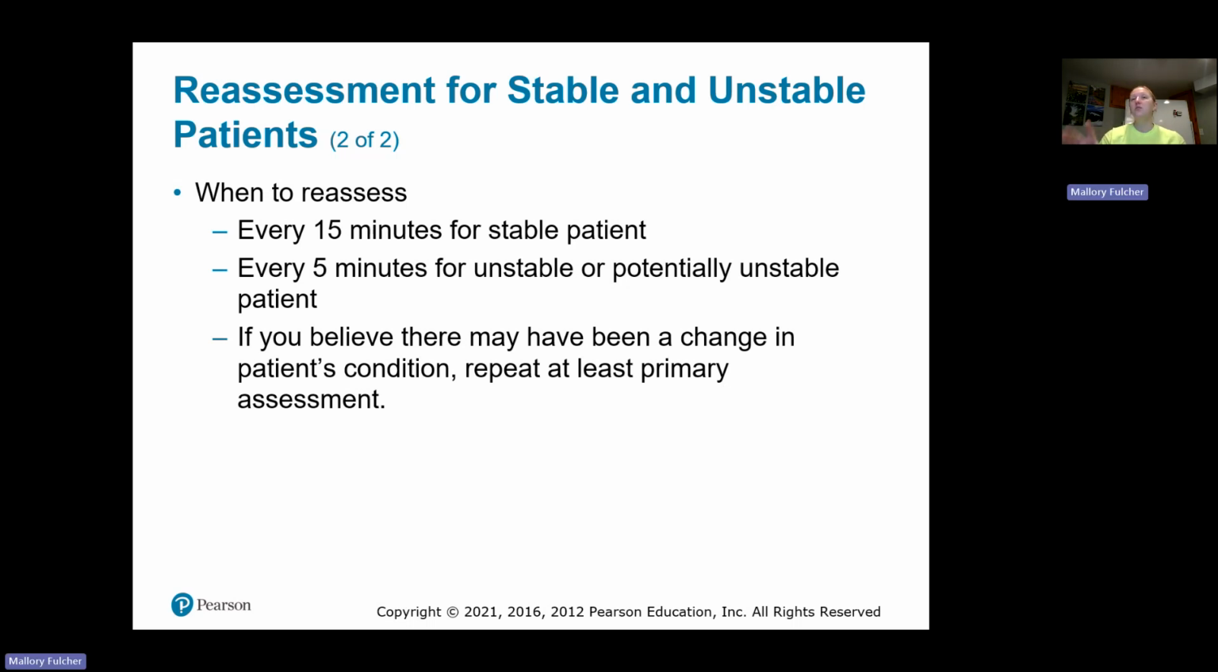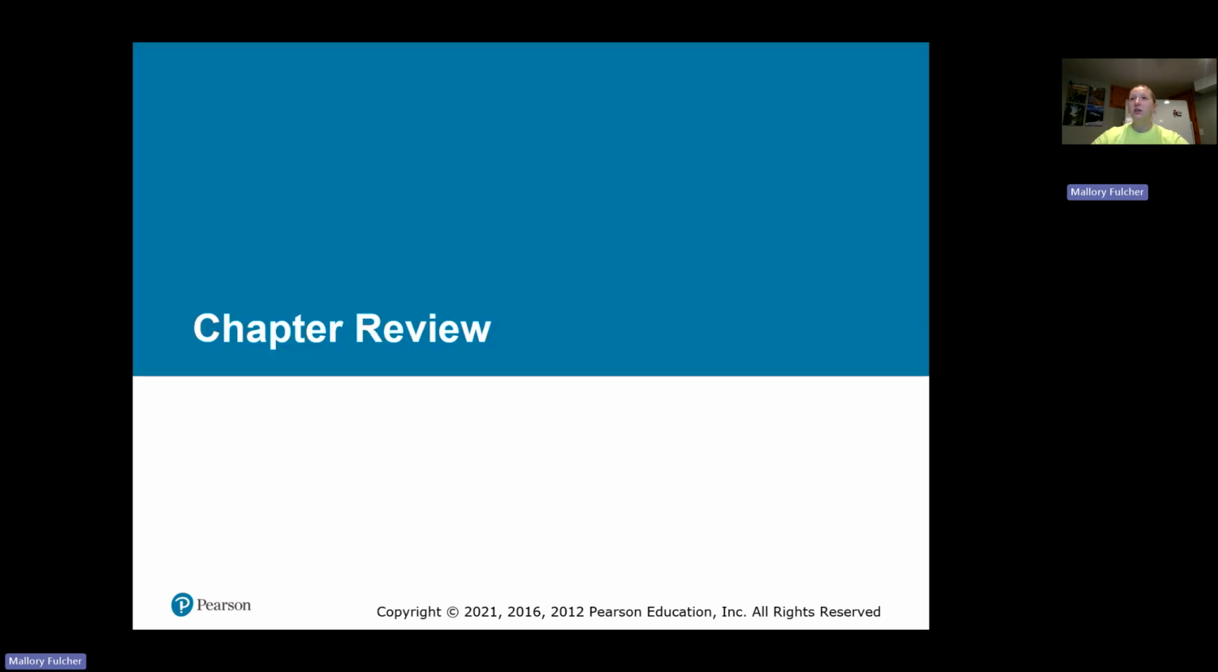But even though you have this black and white answer of every 15 minutes stable, every 5 minutes for unstable, we still want to remember that if we see any changes, like with mental status, or we're talking to this patient and all of a sudden they're unresponsive, or all of a sudden they say, oh my God, my heart is just racing, that's going to trigger us to reassess the patient sooner, right? We're going to immediately go into a reassessment as opposed to saying, I'm sorry your heart's racing, but you still got 9 more minutes before I can reassess. Right, we don't do that. But that in a nutshell is reassessment.